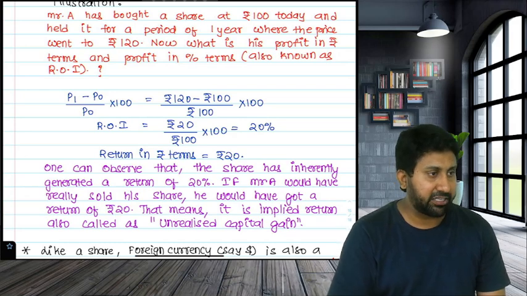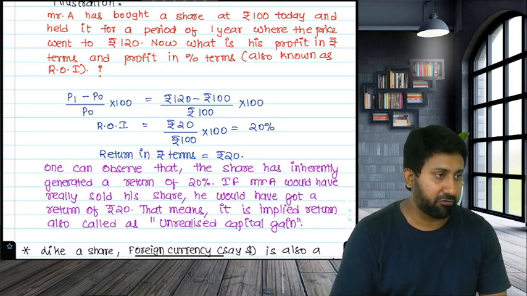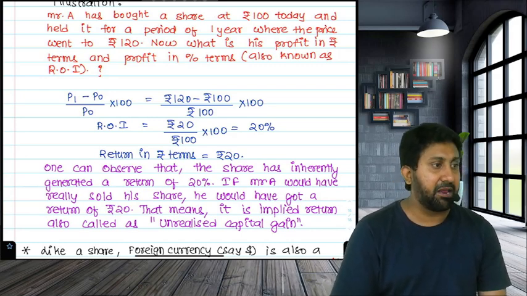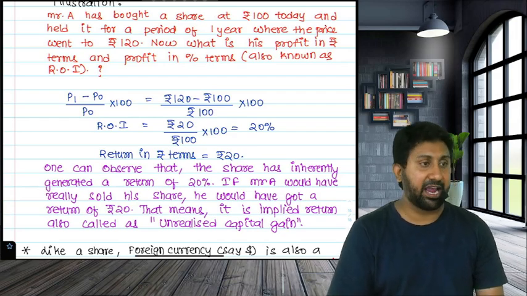One can observe that the share has inherently generated a return of 20%. If Mr. A had really sold his share, he would have got a return of rupees 20. That means it is an implied return, also called an unrealized capital gain.